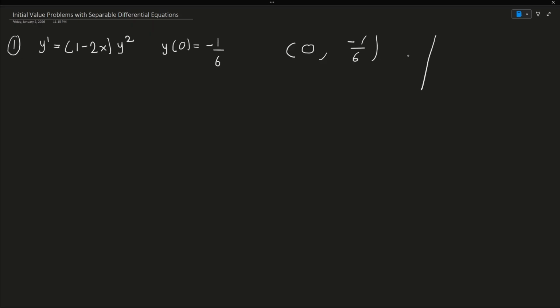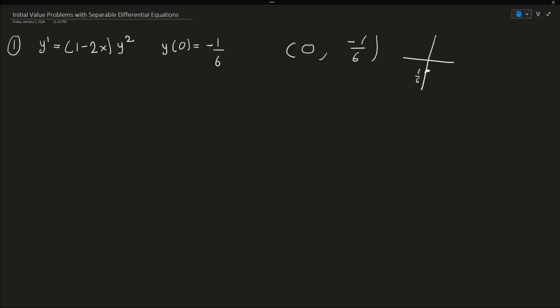Or in the graph, it should look something like this, where this is the point -1/6 on the vertical axis. Now that we have this differential equation, and it includes a y squared, which shows that this is nonlinear, and this is a first order differential equation. So the best method to solve this would be separable differential equations.